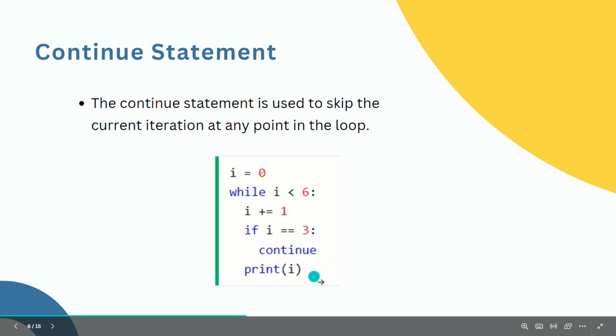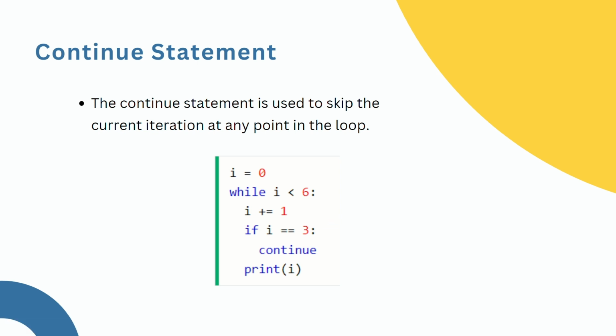Now if you write this print statement before the if condition, then it won't matter. So for the continue statement to have any meaning, there need to be a certain number of statements after the continue statement which will be executed if the condition over here is false.